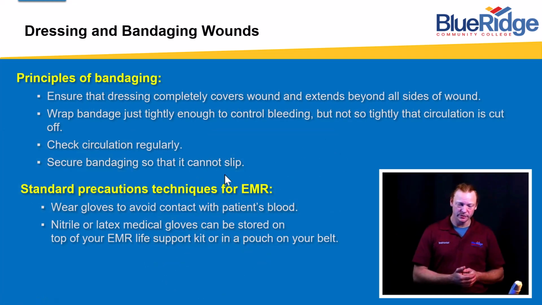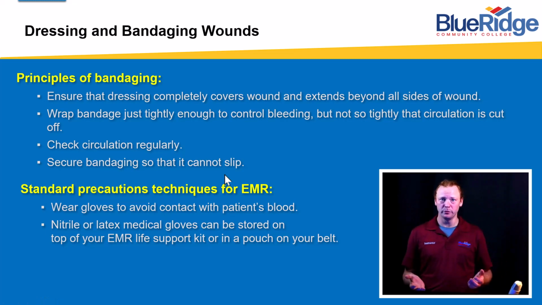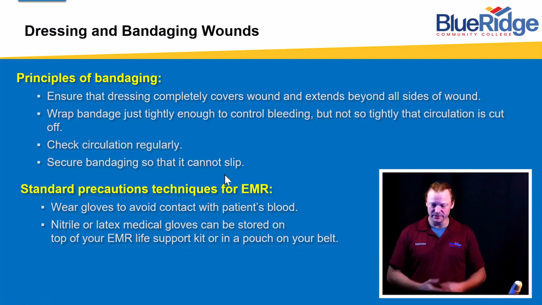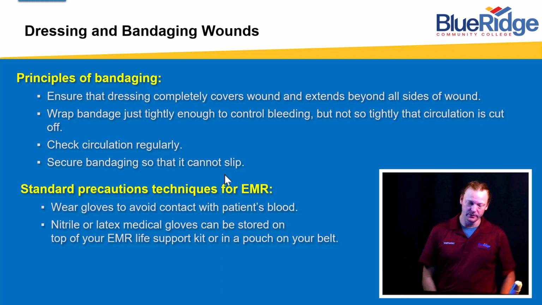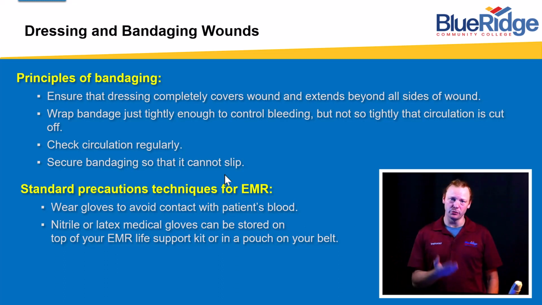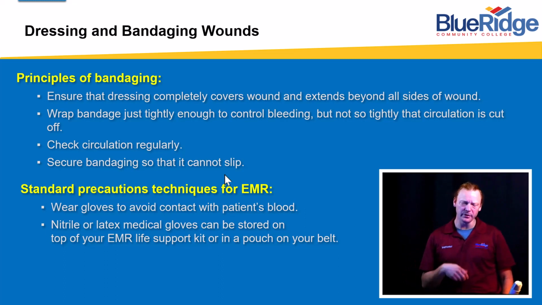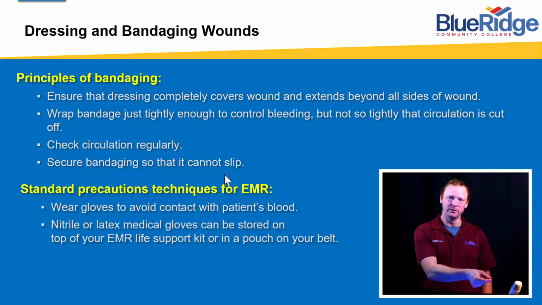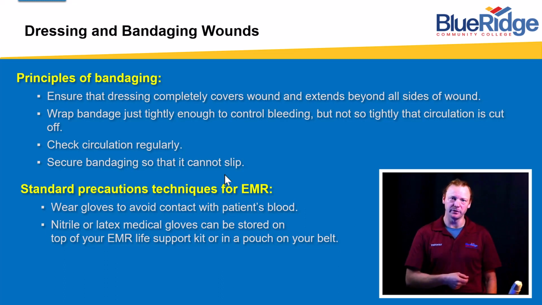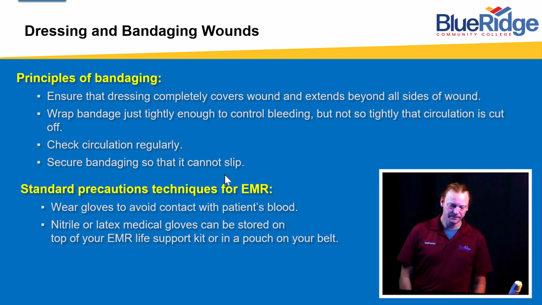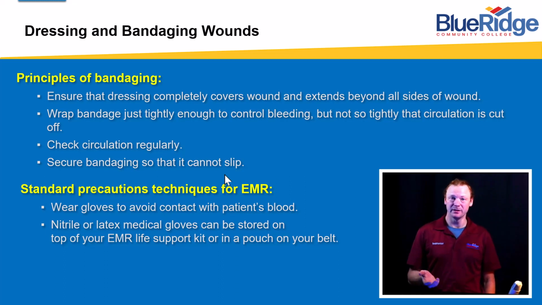We want to ensure that the dressing completely covers the wound and then a little bit beyond the edges of the wound. Wrap it just tightly enough to control the hemorrhage or the bleeding, but not so tightly that we're restricting circulation from the body. And then also after we're done, we want to check the distal pulses or distal circulation to make sure that we have adequate tissue perfusion, and then secure it so that it cannot slip.